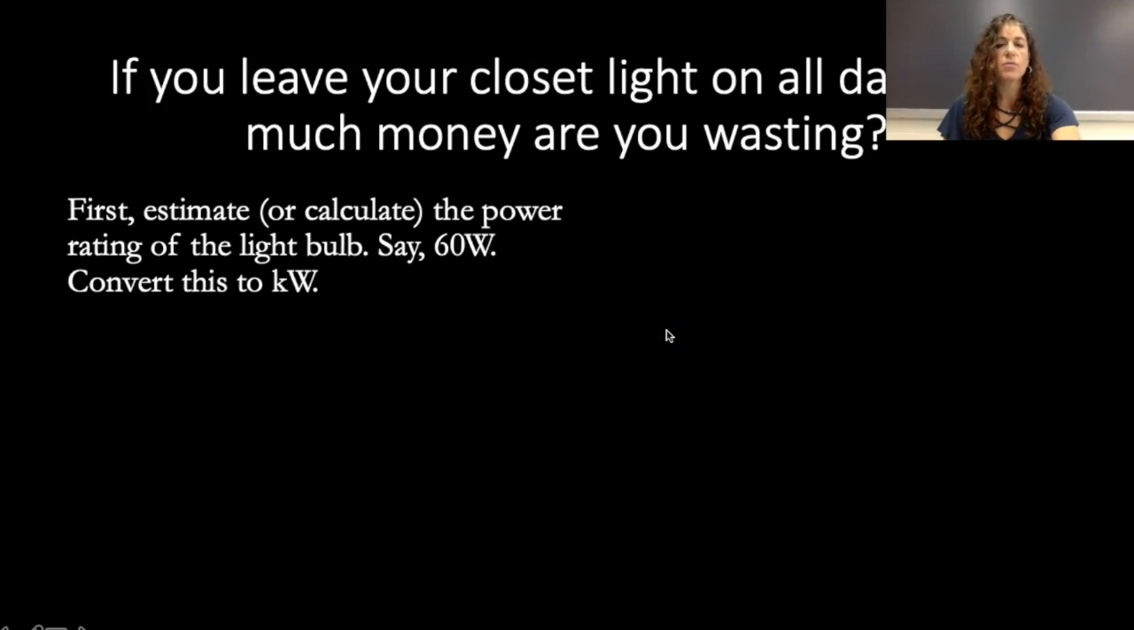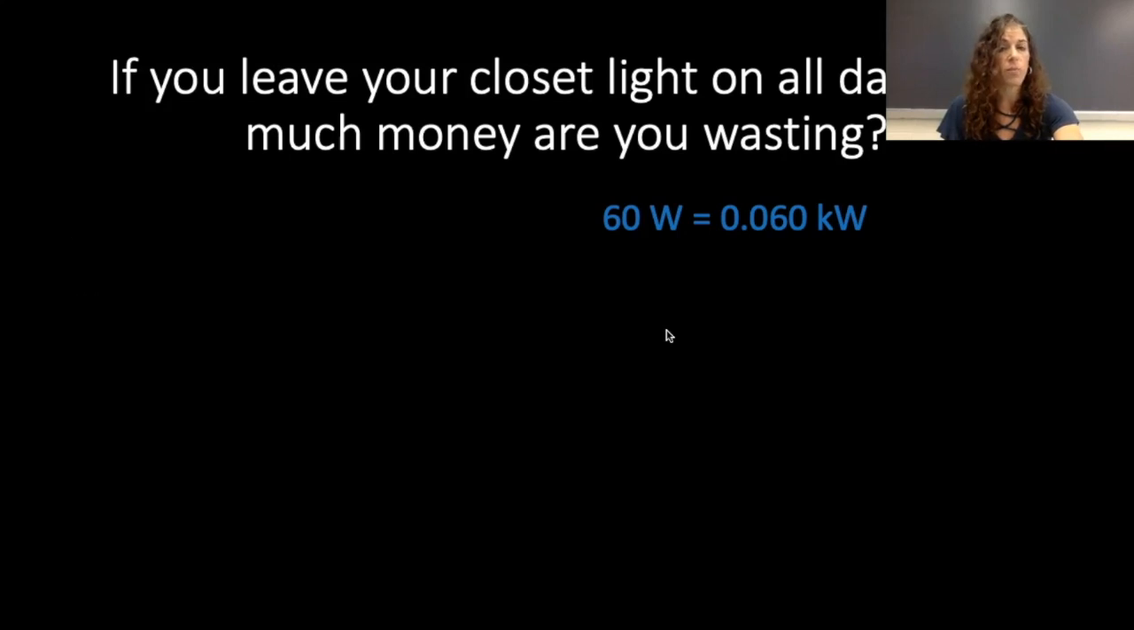So first you have to estimate the power rating of the light bulb. So let's just say it's 60 watts, right? First let's convert that to kilowatts. So it's 1,000 watts in a kilowatt, so move the decimal place over 3 places.